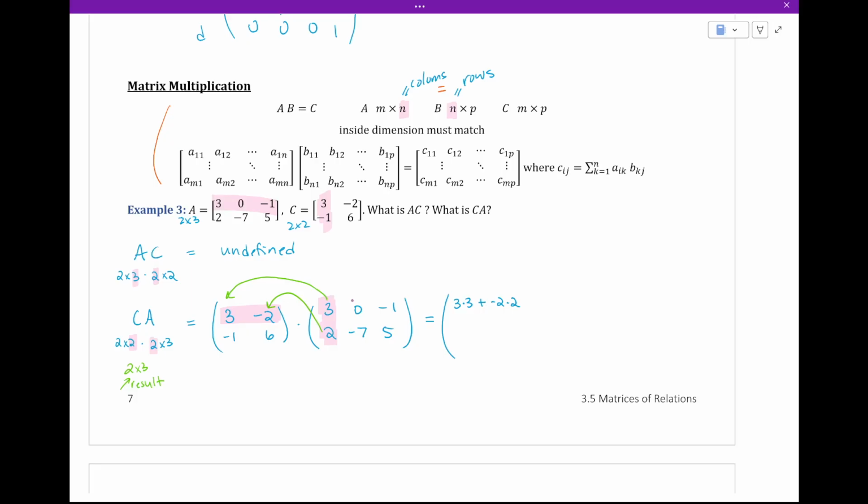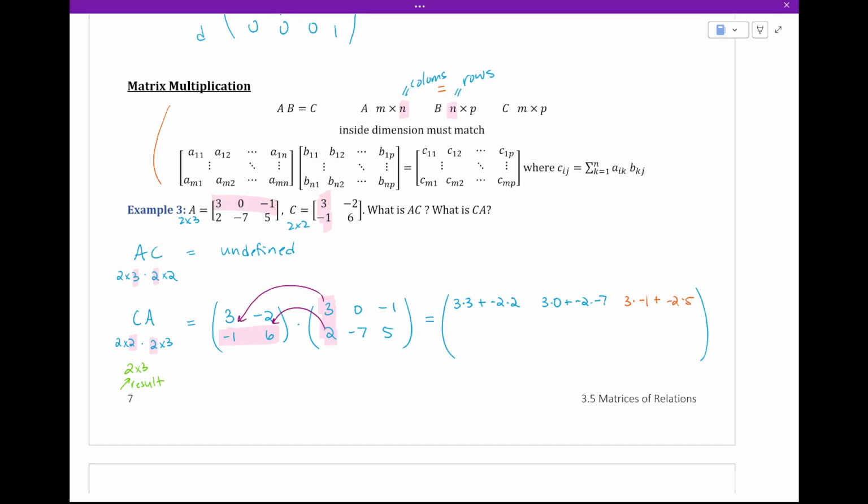And then I'm going to do the second column, still on this first row. I'm going to have 3 times 0 plus -2 times -7. And then the third one, I'm going to have 3 times -1 plus -2 times 5. So now I'm going to erase all of these, and now I'm going to put everything on the second row, and that's going to be my bottom row of my resulting matrix.